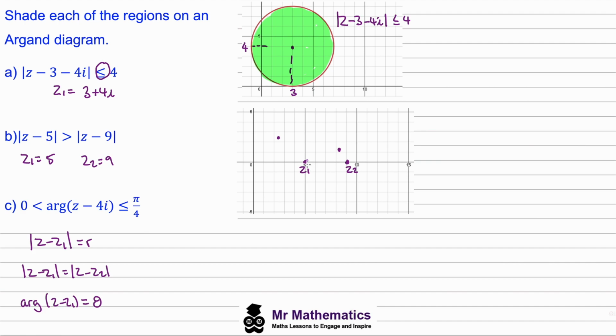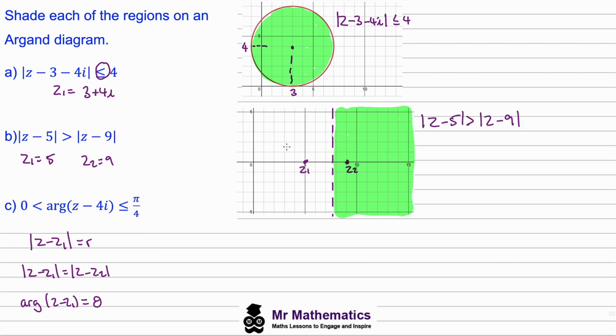So what we need to do is find the equidistant path between z1 and z2. And this is a perpendicular bisector. But because we're told it has to be greater than and not equal to, we represent this with a dashed line. And you can see that all the points to the right of this line will have a greater distance to z1 than they do from z2.